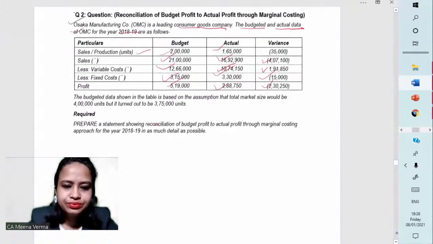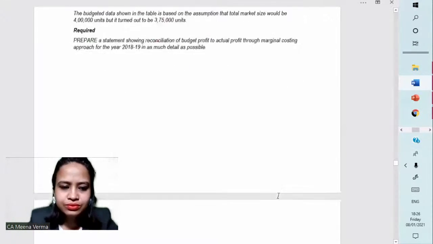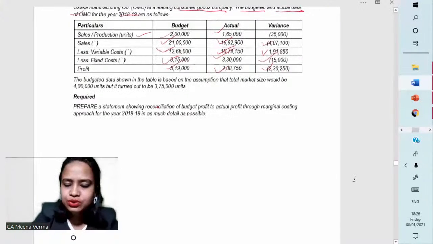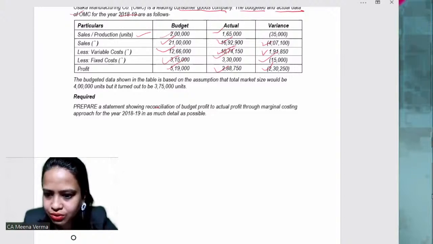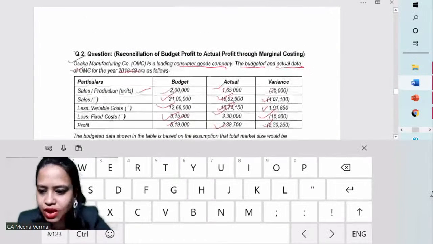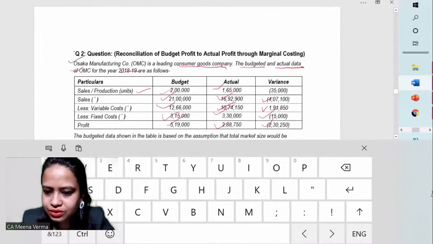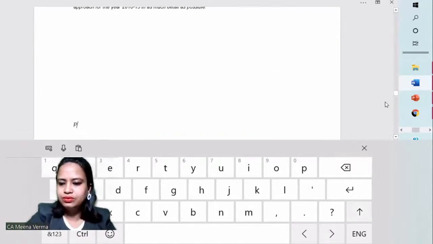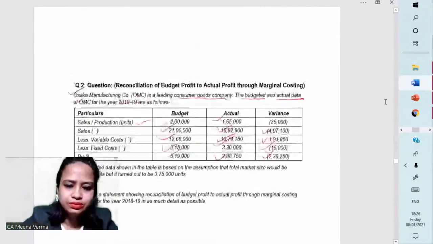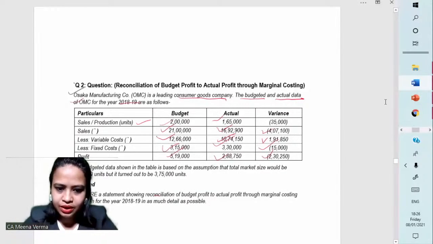Okay, let me do this. I hope you don't have any doubt. Do you have any doubt? Let me first take it in case you have any doubt. Let's go on. If you have any doubt, you can ask me.